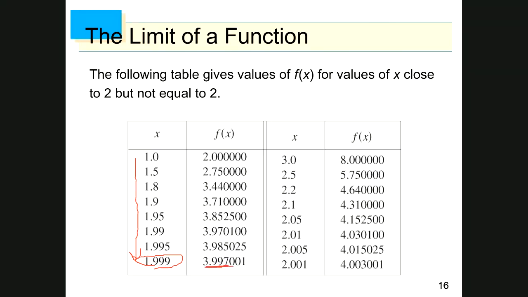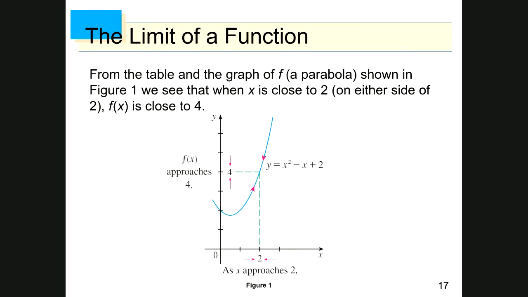And how do you check if that is true? Again, you approach 2 now from the other side. You start from 3, you start dropping slowly and get closer and closer to 2. See what happens? The output again tells you that it's approximately 4. So using this idea, we can conclude that as x approaches 2 from the left or the right, we are getting 4.